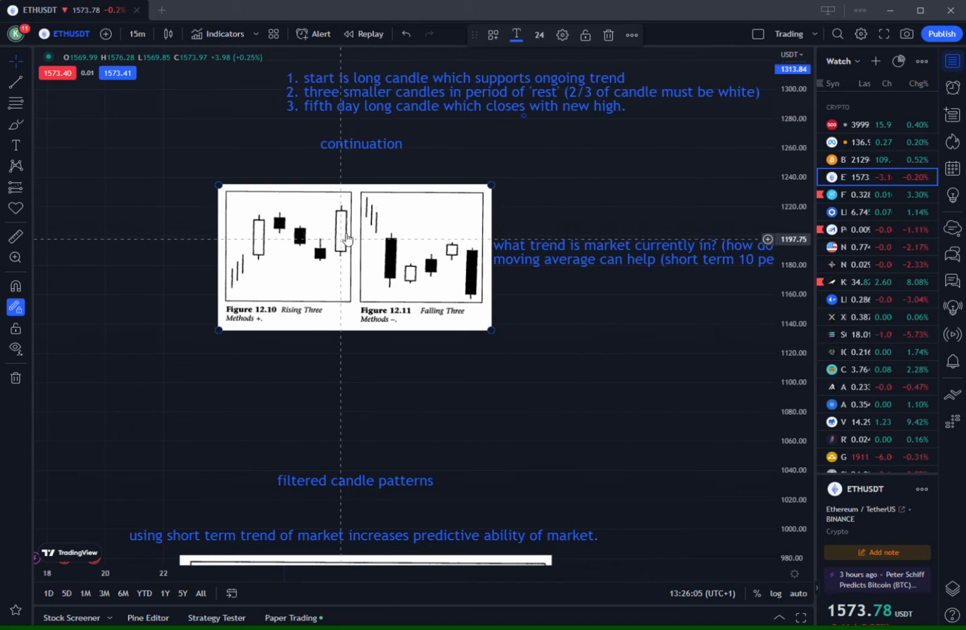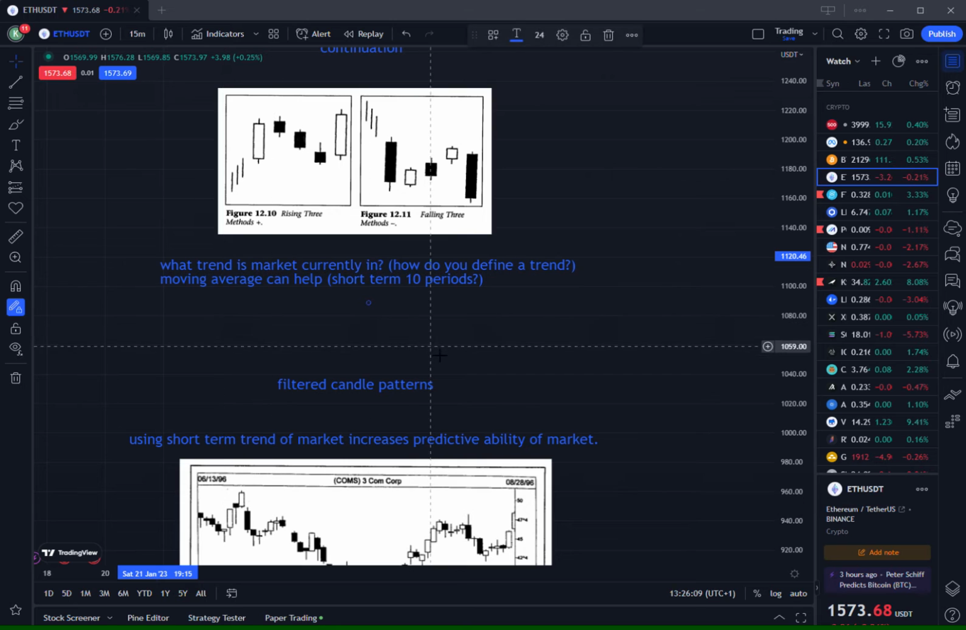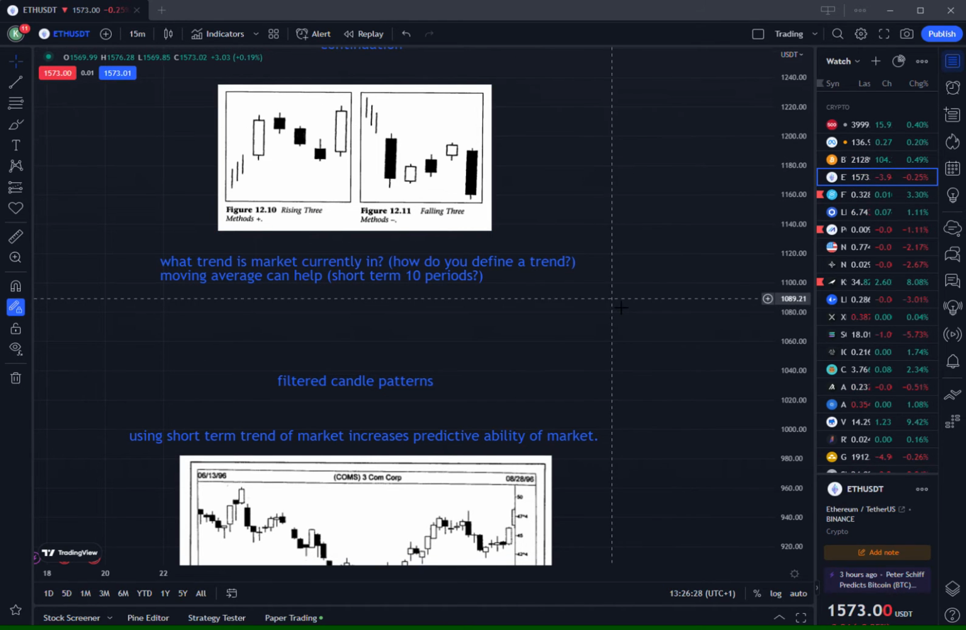Alright, so that's pretty much it. Oh yeah, this one needs to create a new high as well, and the same goes for the downtrend. The important thing is what trend we are in. A great time period to take is the 10 previous candles, because that pretty much shows what is going on. And even though it's not that accurate, it's still accurate enough. I believe that's something the author said.